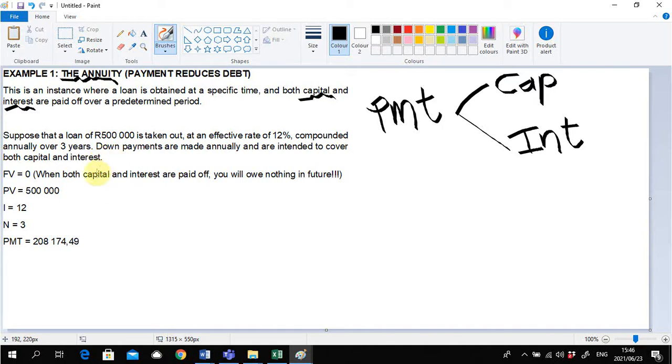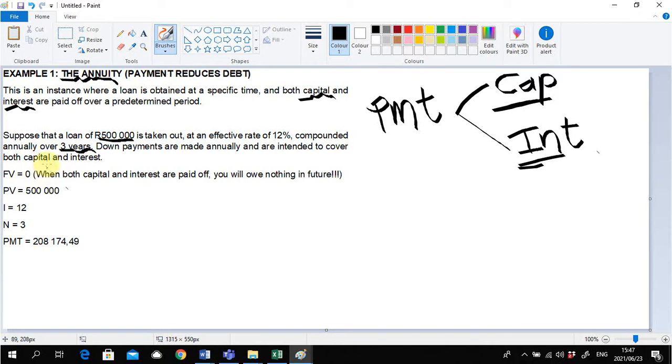So by the time that you have made all the payments, which is now after 3 years, there will be nothing due for you to pay anymore. So you will owe nothing in the future because right now you are paying both for the capital as well as the interest. The present value is the value of the loan that you are receiving at the time when it's approved. So what is the loan amount that you applied for, and did you get this loan amount? It's 500,000 rand in this example. This is the money that you get today.